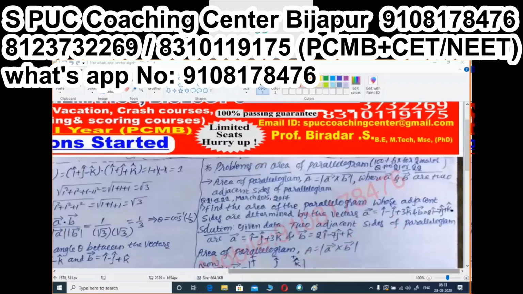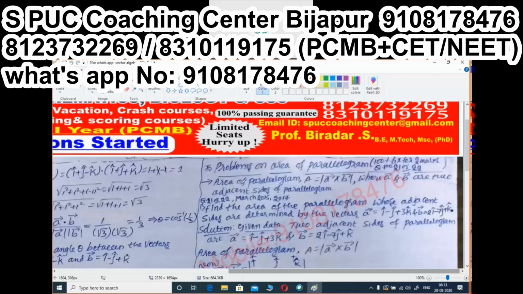The heading concerned to the problems on area of parallelogram. So write over there as 100% fixed for 2 marks. Usually it is going to appear as question number 21 or 22nd. So already I dictated that concerned to the area of the parallelogram.